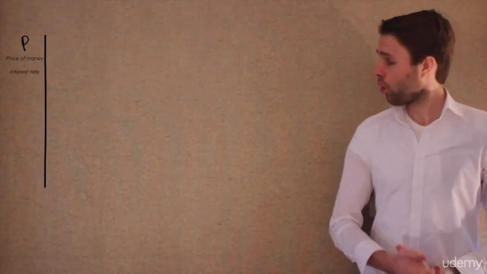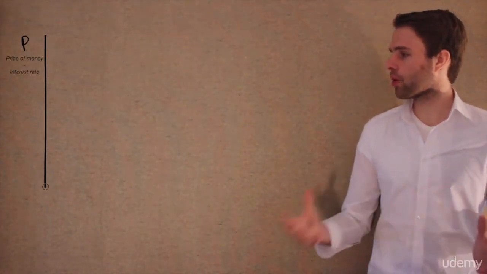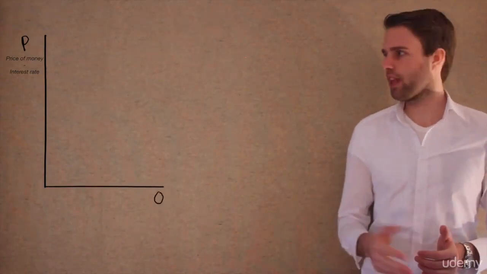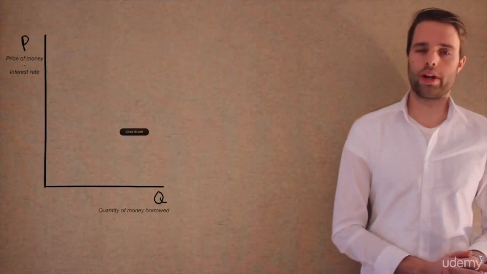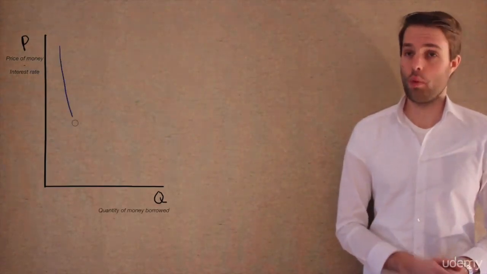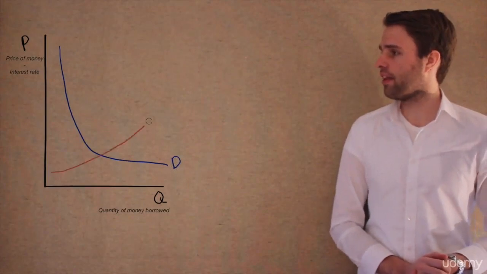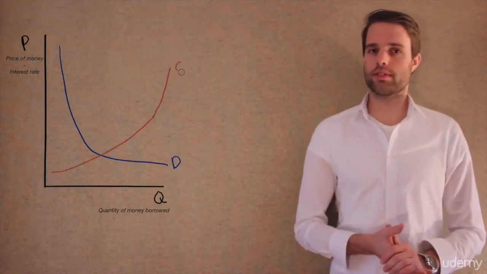First, let's draw the vertical axis. On there we put the price of money, or in other words, the interest rate. On the horizontal axis, we put a quantity of money that's being borrowed or lent. And let's say this is over a 1-year time period. We draw a normal demand line and our normal supply line, and you can immediately see a few things.